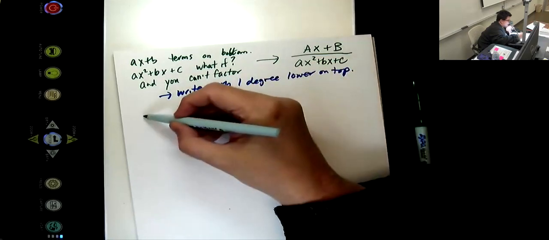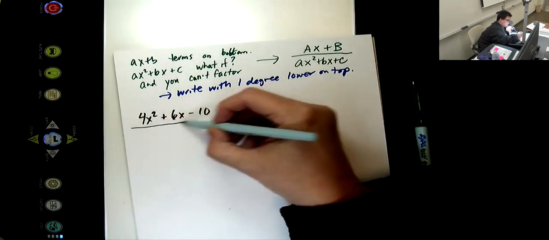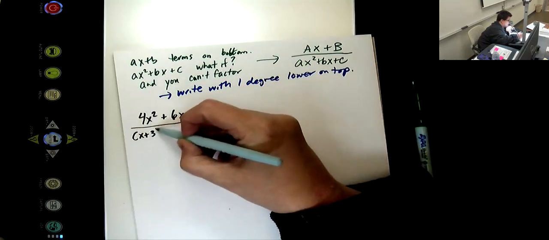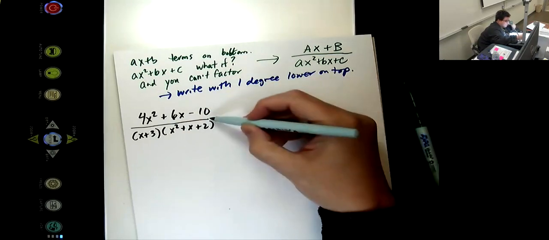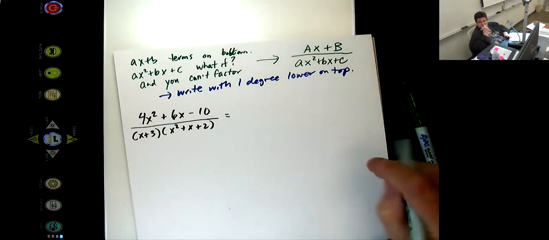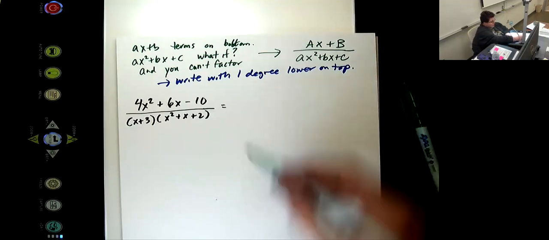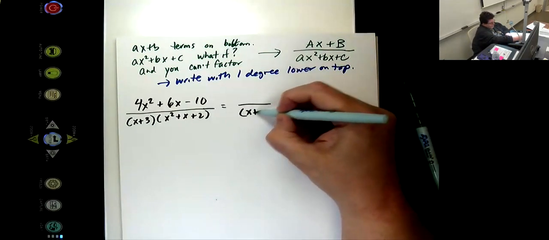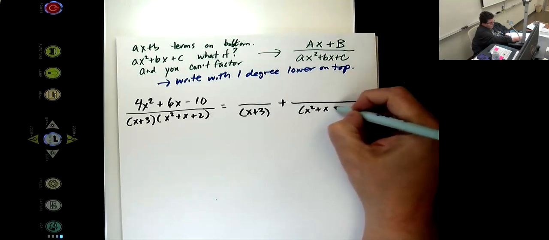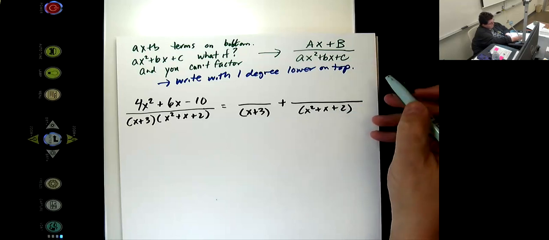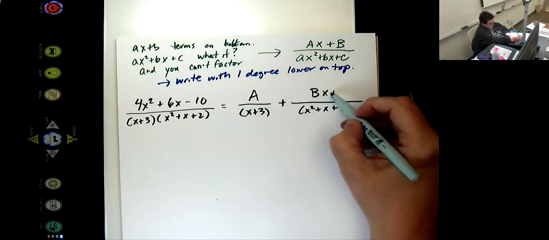So let's give an example. I have 4x squared plus 6x minus 10 all over x plus 3 times x squared plus x plus 2. I'm going to have a denominator with an x plus 3, and I'm going to have a denominator with x squared plus x plus 2. On this one, I will put a, and this one will be bx plus c.